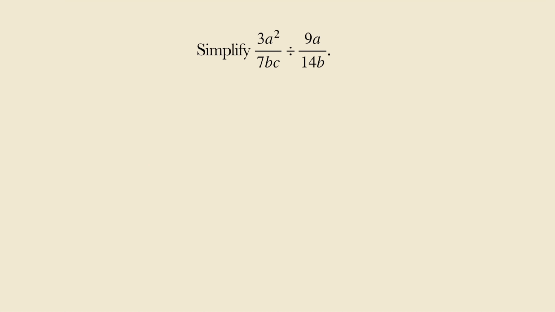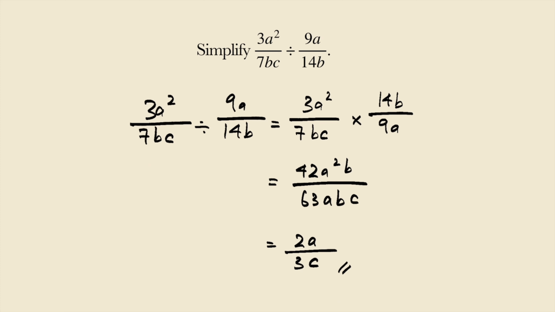Okay, so again, fraction divided by fraction, we will flip. So this becomes times, and then 14b goes up, 9a comes down.